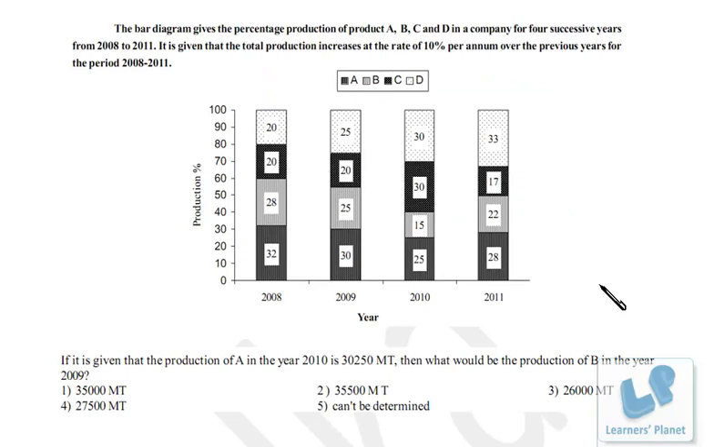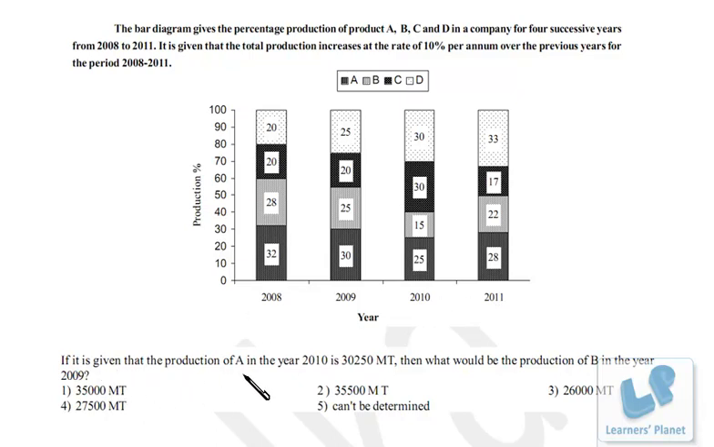Now let's take this first set of questions. Here, the bar diagram gives the percentage production of product A, B, C and D in a company for 4 successive years from 2008 to 11. It is given that the total production increases at the rate of 10% per annum over the previous year, for the period 2008 to 11. So that's products A, B, C and D, and years 8, 9, 10 and 11. Now the first question, let's take.